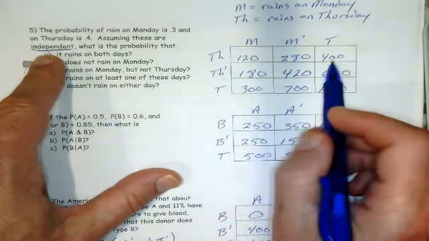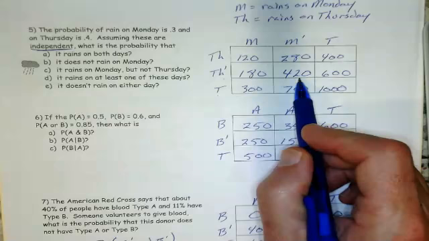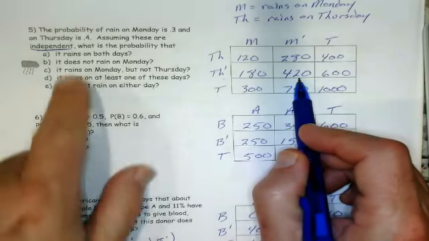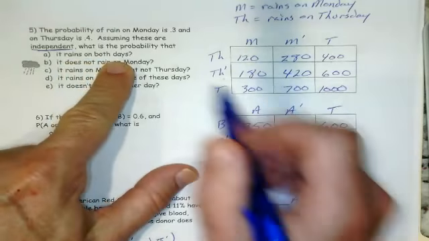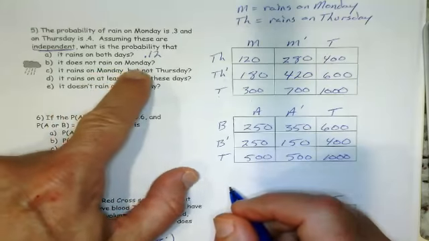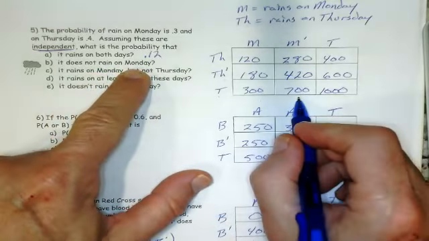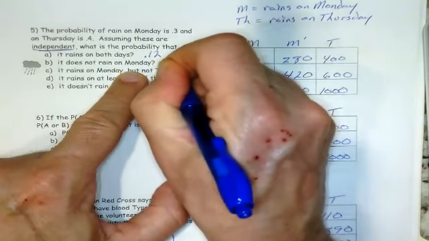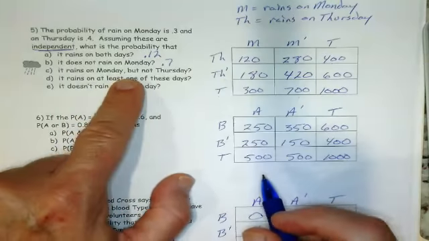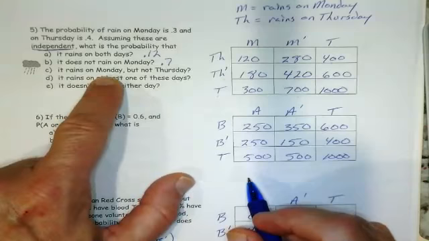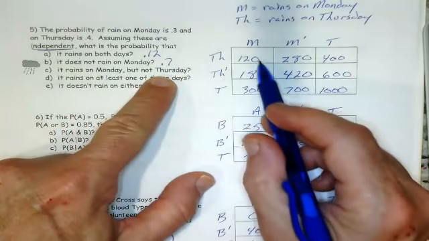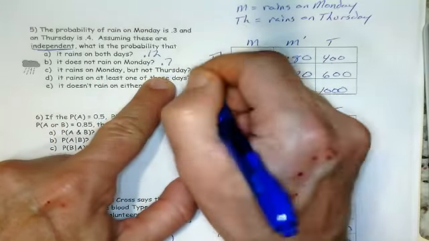So plus 180 gives me 300. Plus 280 gives me 400. The number here in the middle is 420. So what's the probability it rains on both days? The probability it rains on both days is 0.12. What's the probability it does not rain on Monday? Does not rain on Monday, 0.7. Look at all these things we can answer without doing any thinking. If it rains on Monday but not on Thursday, it's 0.18.